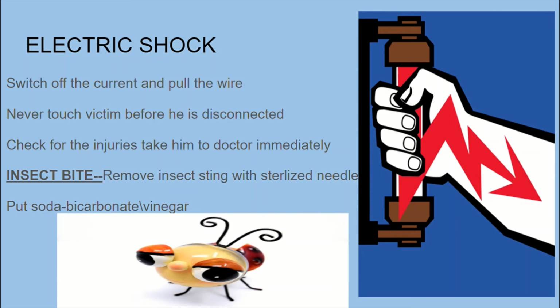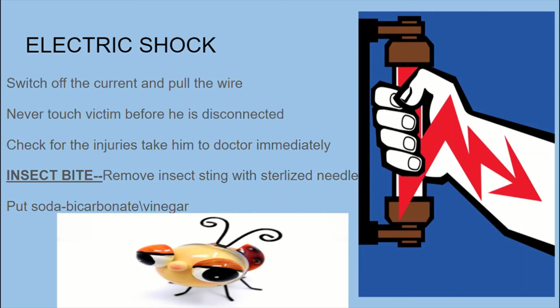Electric shocks are of two types, mild and severe. In a mild shock, the victim is thrown off and should be treated for common shock. However, if the shock is severe, first aid has to be given. First, switch off the current and pull the wire. Never touch the victim before he is disconnected. Check for injuries. Take him to the doctor immediately.